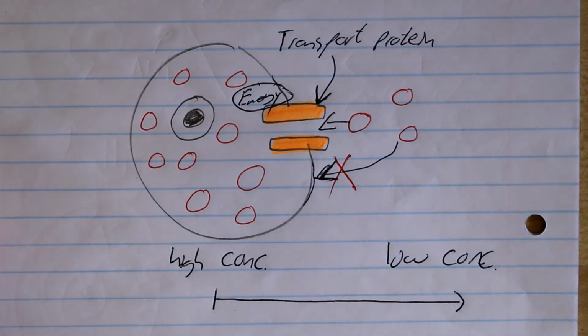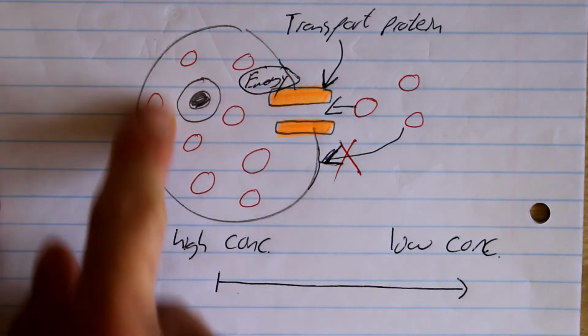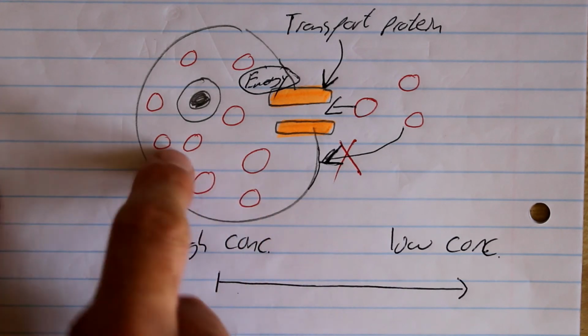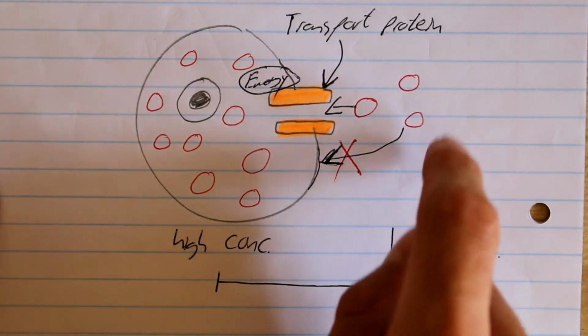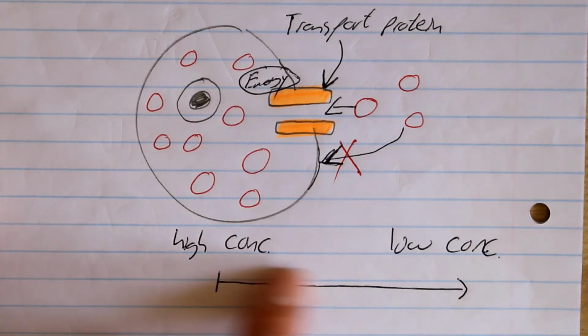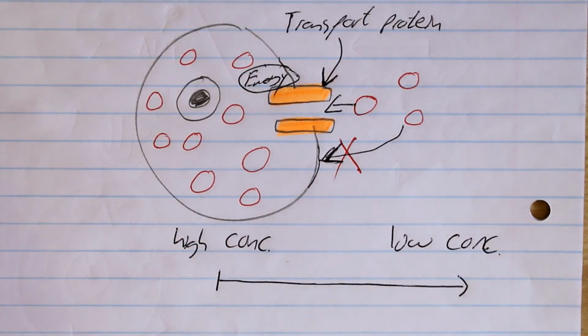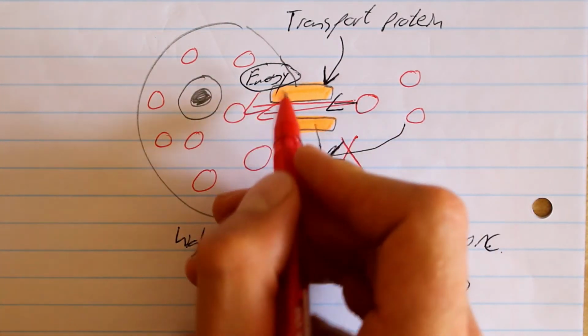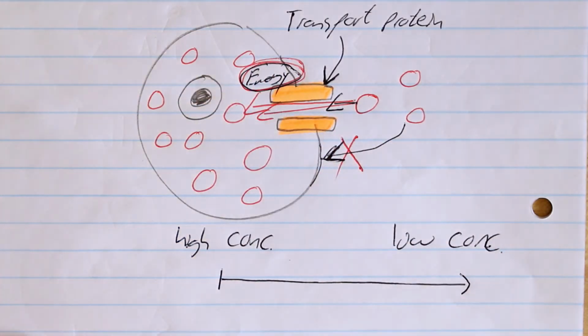So you can see here that we already have a high concentration of molecules inside the cell and a low concentration of molecules outside the cell. Thus the concentration gradient for diffusion would actually be this way. But active transport allows the molecules to move against the concentration gradient into the cell through the use of energy.